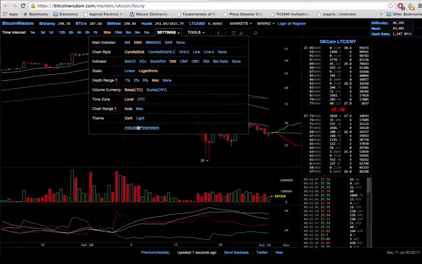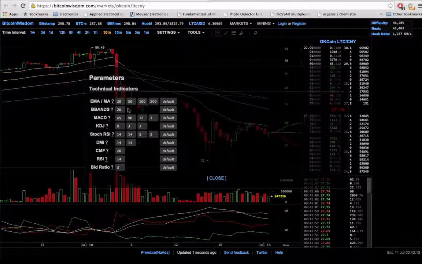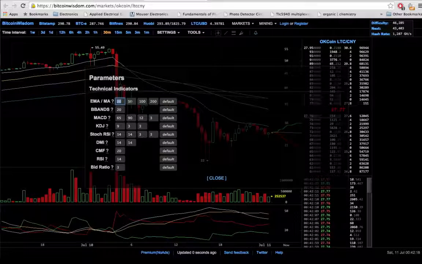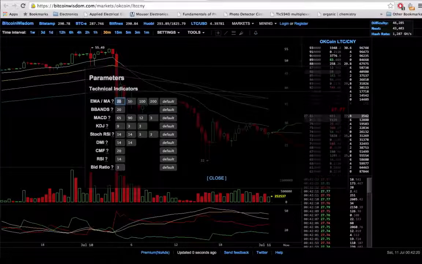So on Bitcoin Wisdom, make sure your EMA is turned on under settings. Go to indicator parameters. Use these values: 20 period, 50 period, 100 period, and 200 period.